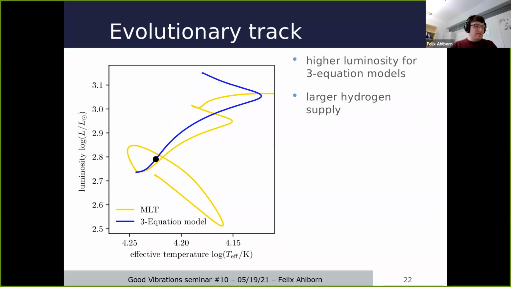Okay, so far I have mostly shown you structural models computed with the Kufuz model. However, we can also do stellar evolution, of course, with this model. So in this HRD, I show you two evolutionary tracks, one computed with mixing length theory and the other one computed with the three-equation model. And you can see that the three-equation model results in a luminosity which is always higher than the mixing length models, which is a consequence of the increased fuel supply, which we have seen in the previous slide. So this is again an effect similar to the extra mixing.